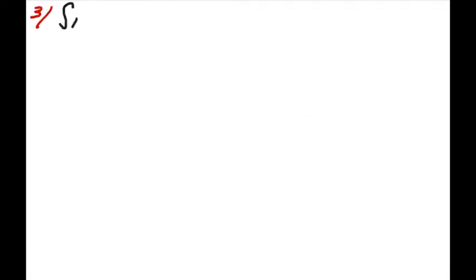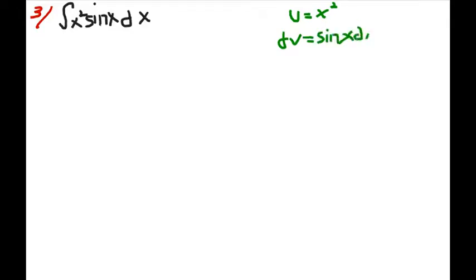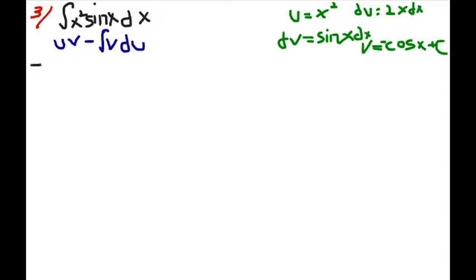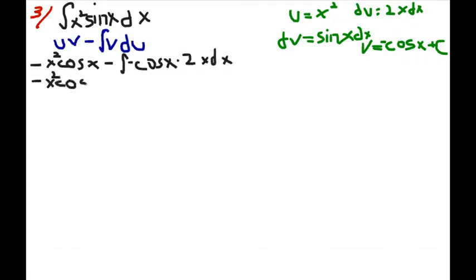Tired yet? We will now work on integrating another indefinite integral of x squared times sine of x dx, making u equal to x squared and dv equal to sine of x dx. We get du equals 2x dx and v equals negative cosine x plus c. Then, applying the formula, we get negative x squared cosine x minus integral of negative cosine x times 2x dx.